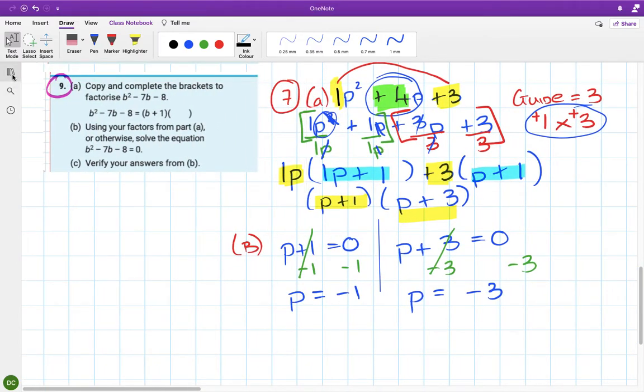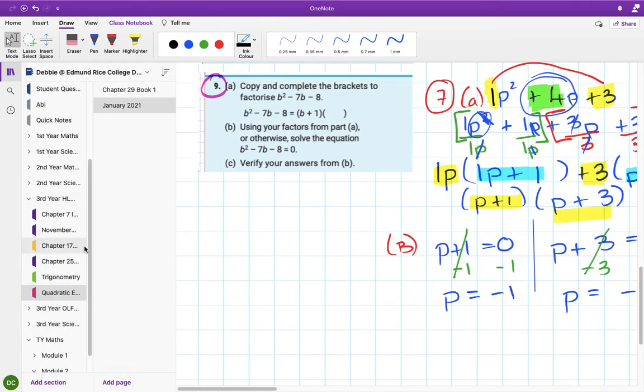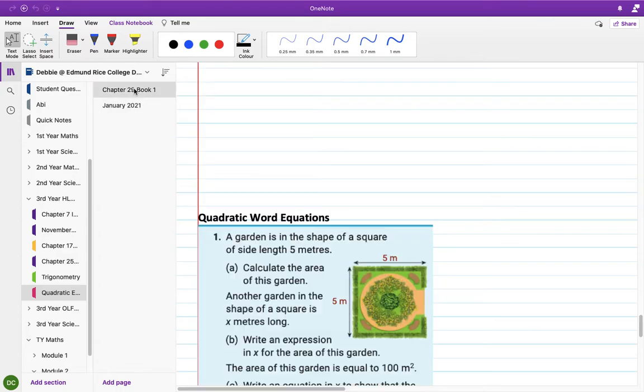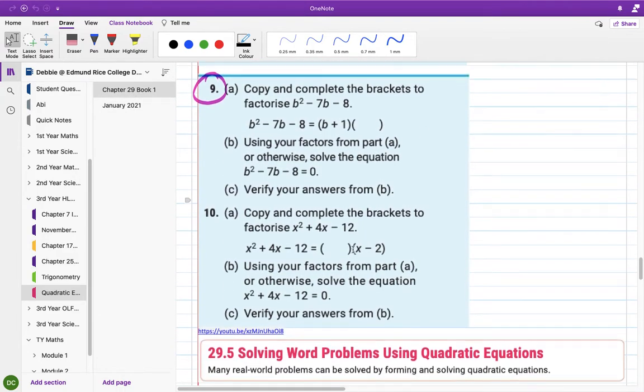Okay, so that is your homework. Please, please, please go through that, pause it. It's the same thing over and over and over again. You just have to get the hang of it. Okay? Right, so we will go back into the chapter.